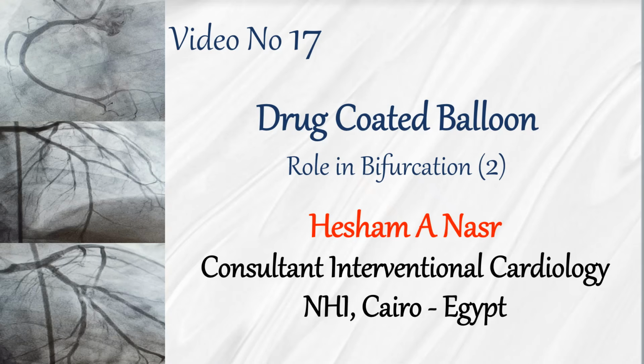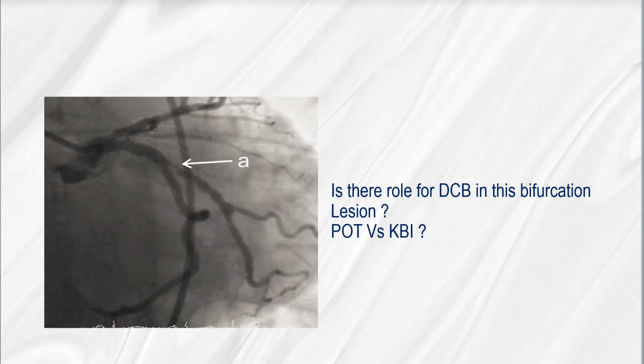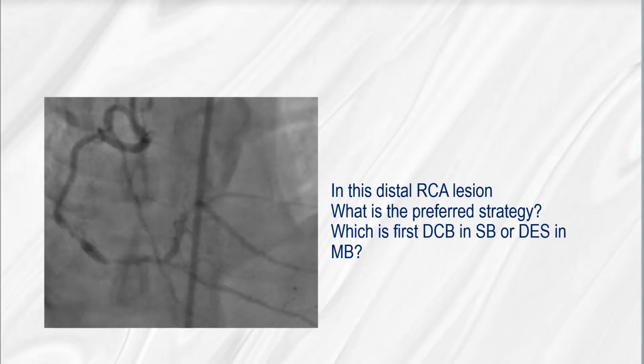Welcome back. This is video number 17, drug-coated balloon, its role in bifurcation lesions. Is there a role for drug-coated balloon inflation in this bifurcation lesion? Would you prefer to do a POT or kissing balloon? And in this distal RCA lesion, what is the preferred strategy? Which is first, the drug-coated balloon in the side branch or the DES in the main branch?